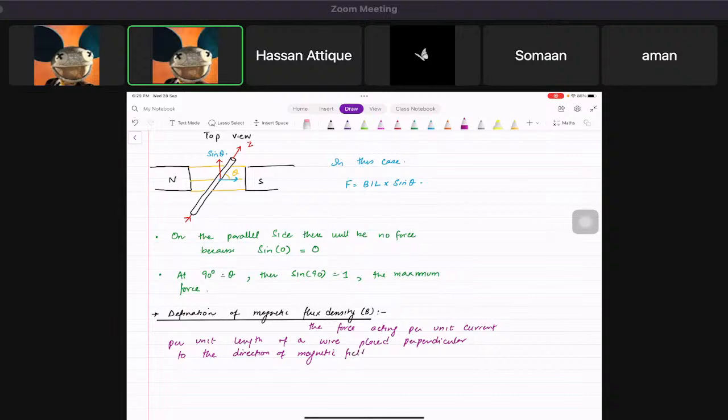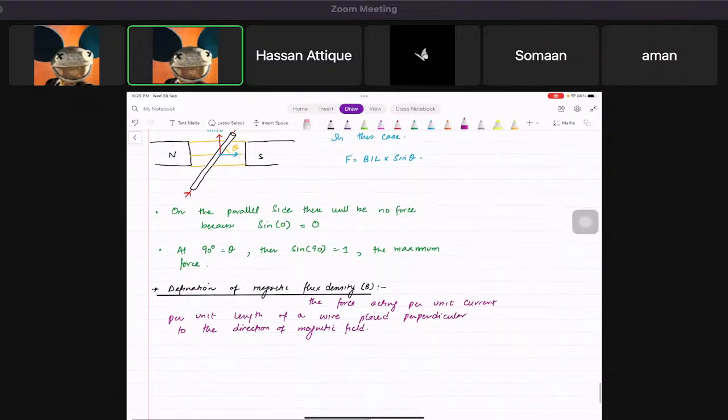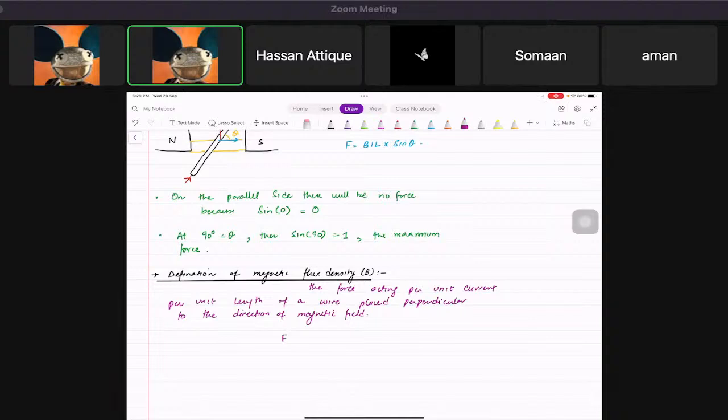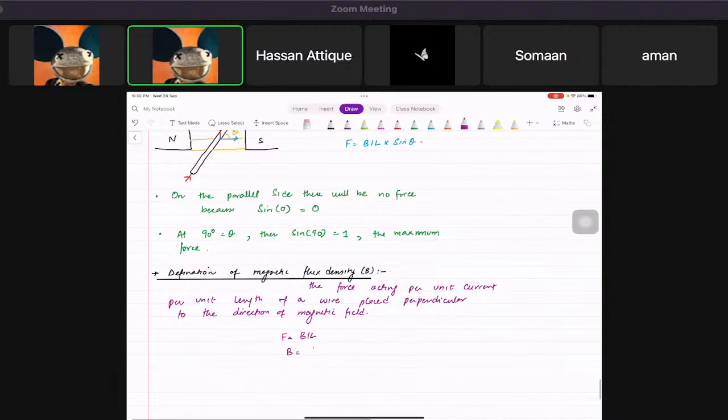Now, how do I know this? Because like we said, F is equal to B, I and L, and I want to define B, so I will make B the subject. Then B equals F divided by I and L if it's perpendicular. So that's why, if you look at the definition, the force acting per unit means divided by current, per unit length means divided by length of the wire placed perpendicular to the direction of field. Is it clear, everybody? So you just need to explain the whole formula. Any questions now? Please let me know.